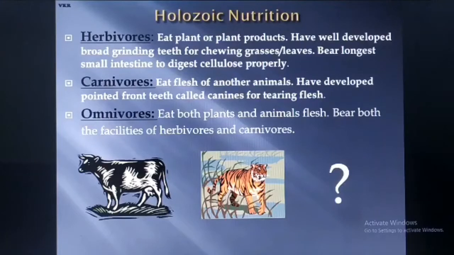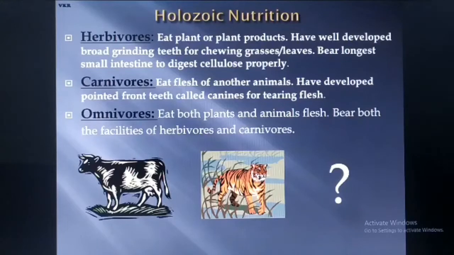They are well developed so that they can chew the grasses and leaves properly. Actually, their small intestine, which is the final place for the digestion of food, is longest in length in herbivores. Why? Because they have to digest cellulose. Cellulose is a very complex kind of carbohydrate and it needs a longer time in the small intestine, and also a longer surface area. In order to get digested properly, it should stay for a longer time in the small intestine. For that purpose, herbivores have the adaptation of a longer small intestine.